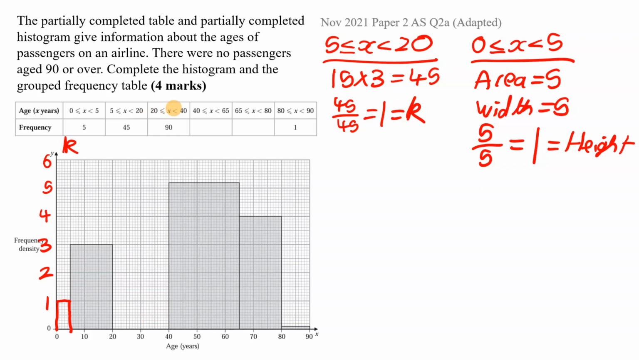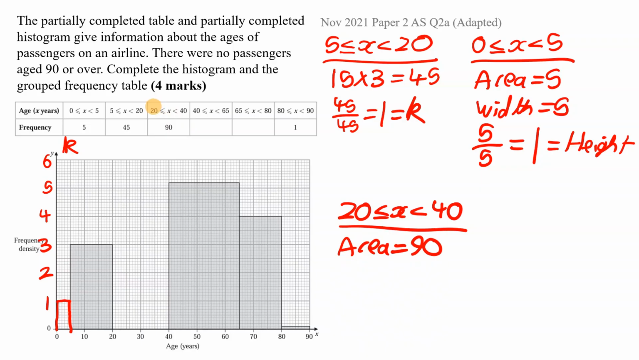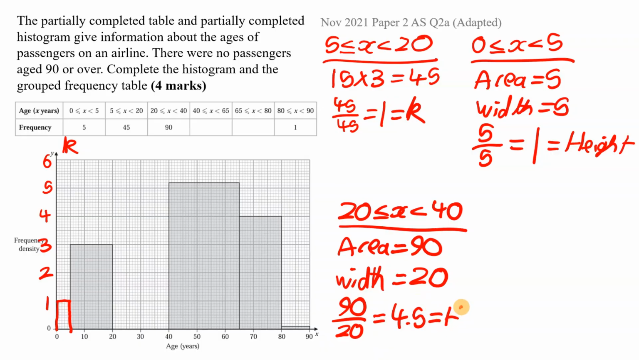Okay, so now let's look at the 20 to 40 interval. We know the frequency is 90, so we know the area is going to be equal to 90, and once again we know the width is going to be between 20 and 40, so therefore the width is going to be 20. So the area, which is 90, divided by the width, which is 20, is equal to 4.5. So this is going to be the height of the bar. So 4.5 is here.